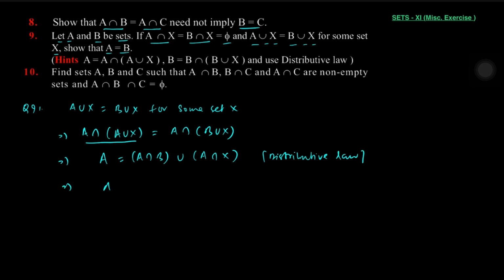Which implies A is equal to (A intersection B) union phi, as it is given that A intersection X is equal to phi. This implies A is equal to A intersection B. That implies A is a subset of set B. Now let us suppose this first.